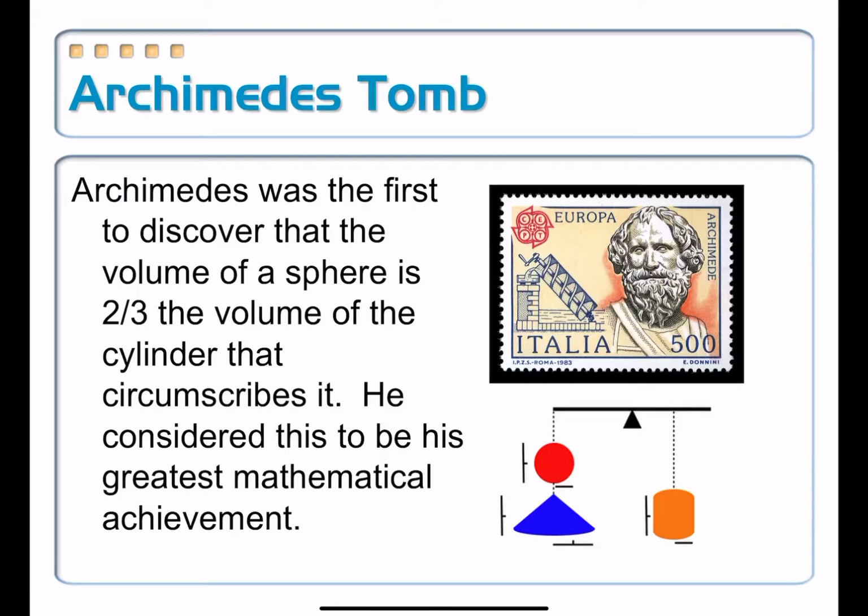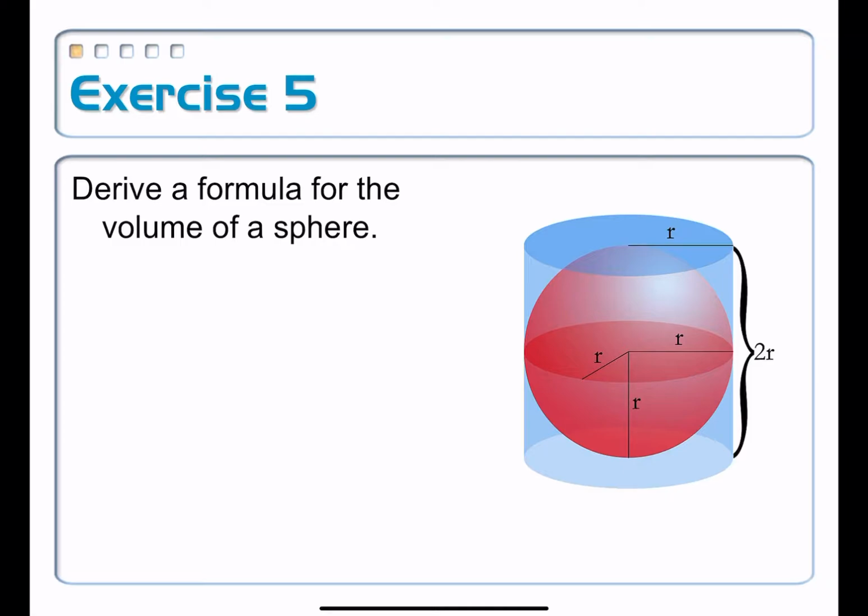Greek mathematician Archimedes was the first to discover that the volume of a sphere is 2/3 of the volume of the cylinder that circumscribes it. Circumscribe, what the heck does that mean? So take a look at this picture here. You can see that the sphere fits nicely, snugly inside of the cylinder.